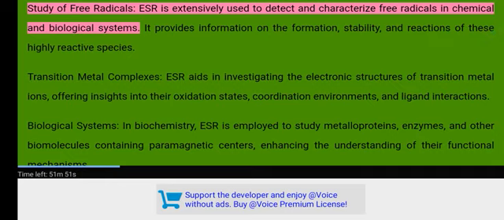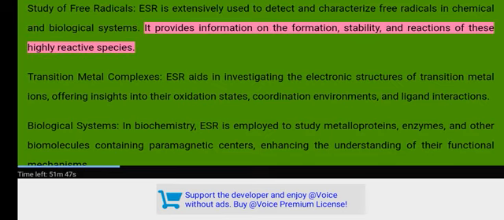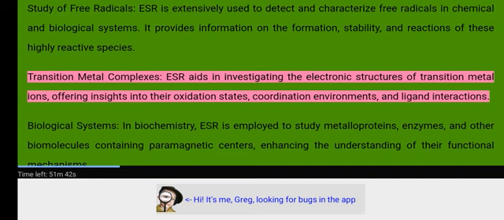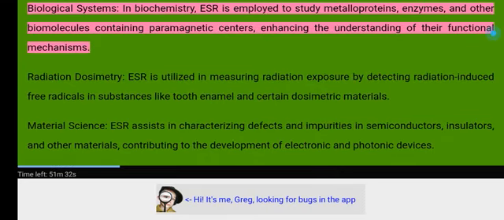Applications of ESR spectroscopy. Study of free radicals. ESR is extensively used to detect and characterize free radicals in chemical and biological systems. It provides information on the formation, stability, and reactions of these highly reactive species. Transition metal complexes. ESR aids in investigating the electronic structures of transition metal ions, offering insights into their oxidation states, coordination environments, and ligand interactions.